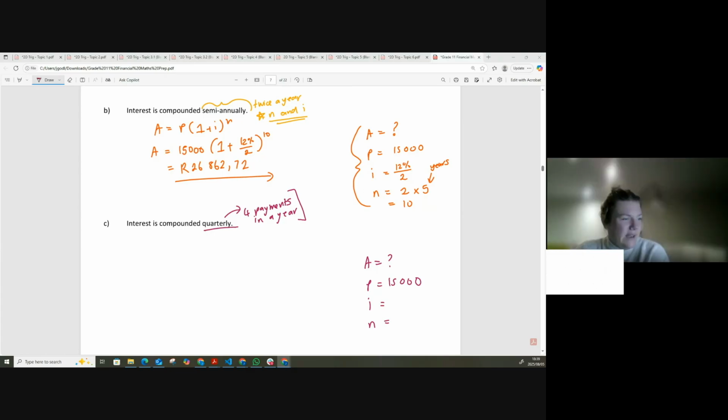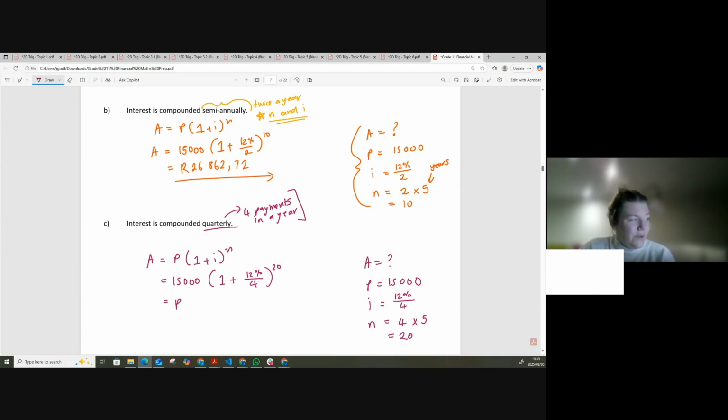Good. It's my 12% divided by 4. And my n is, I'm having 4 payments a year for 5 years, which means that now becomes 20, because I'm going to have interest done 20 times. We pop it into our formula. So we have our 15,000, 1 plus 12% over 4 to the power of 20. And we get the beautiful answer of 27,091 Rand and 67 cents.